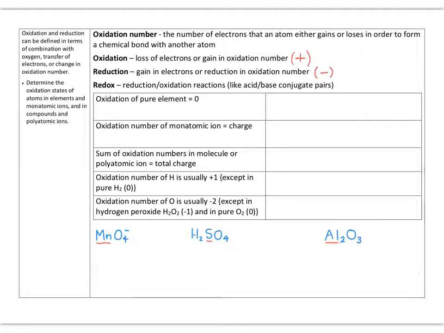So firstly, when we want to work out the oxidation number of a pure element, the oxidation number of a pure element is 0. So if we have a metal like pure magnesium or pure oxygen gas, or even an inert gas, we don't really deal with those very often, something like neon. In all of those cases, the oxidation number will be 0, because obviously if they're not forming any bonds, they're not gaining or losing any electrons.